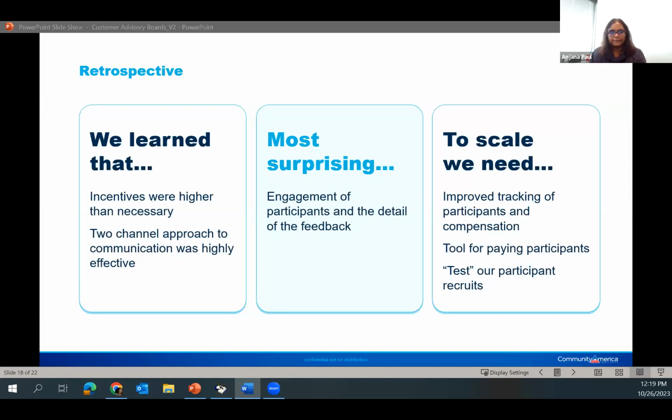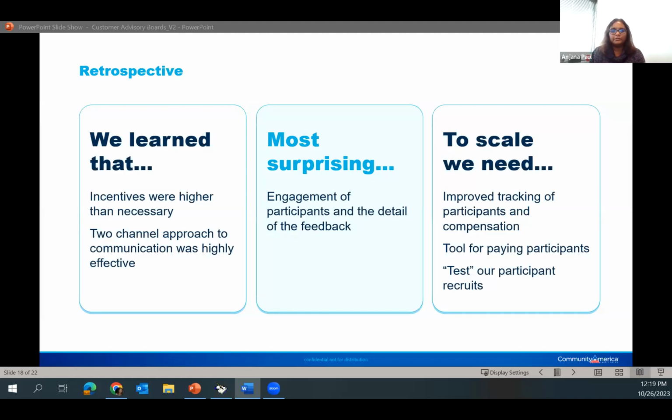The most surprising thing that we found was the engagement level of our participants and the level of detail of their feedback. They gave really great feedback, and they weren't afraid to tell us when certain things didn't look as good as they could have.